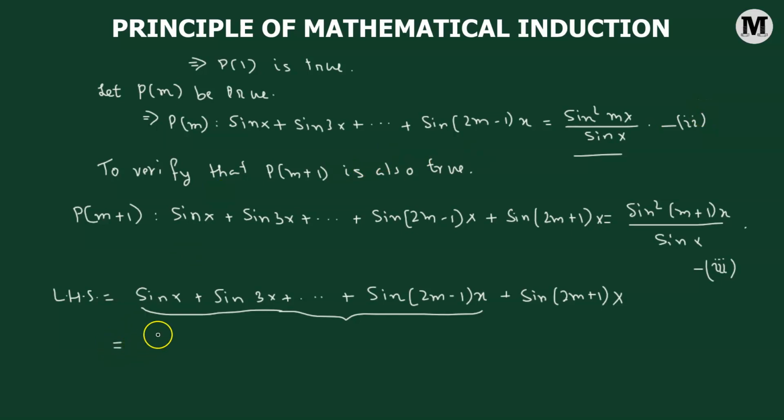So let's substitute the value with sine squared m times x divided by sine of x. This is going to get added to sine of (2 times m plus 1) times x. Now we have to combine these two terms, and we'll have to verify that this is exactly the same as the expression on the right hand side of statement number 3. Okay, let us do that.